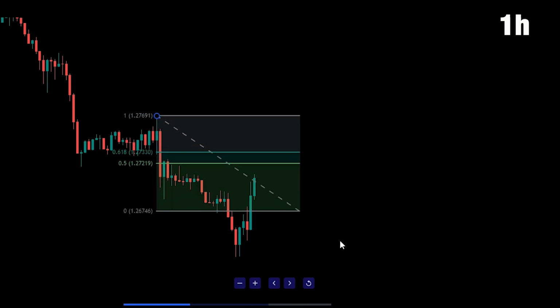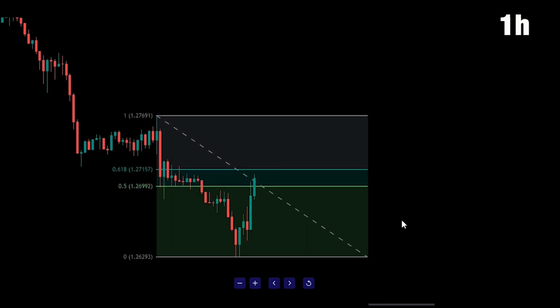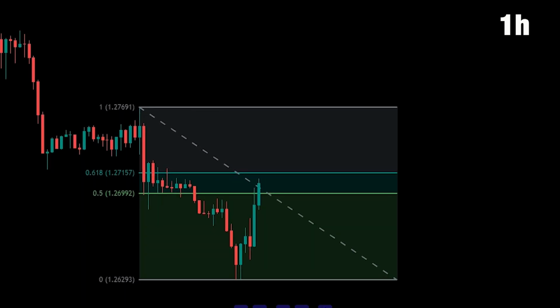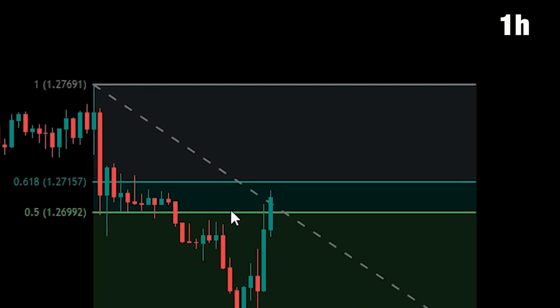In the first step of the strategy, we go to the 1-hour time frame and look for a price trend so we can measure the size of this trend using Fibonacci. For example, in GBP USD, we see that the price is making lower highs and lower lows compared to its previous highs and lows. We identify the last price movement and apply Fibonacci from the start to the end of the movement. Then we mark the golden zone, which is between the 0.5 and 0.618 Fibonacci levels.